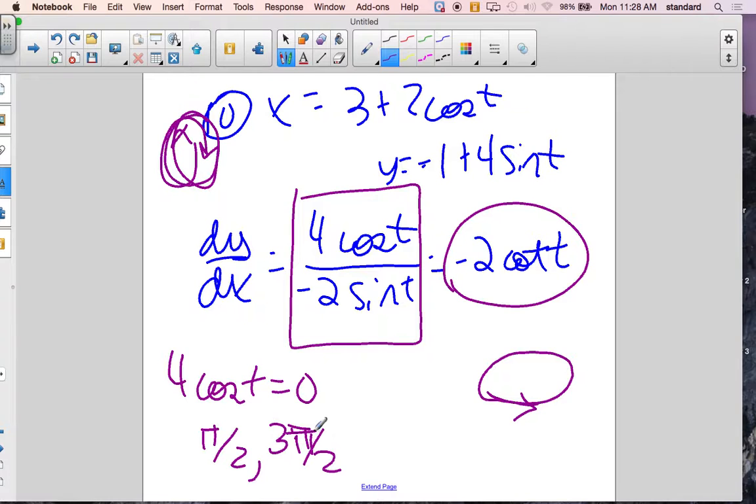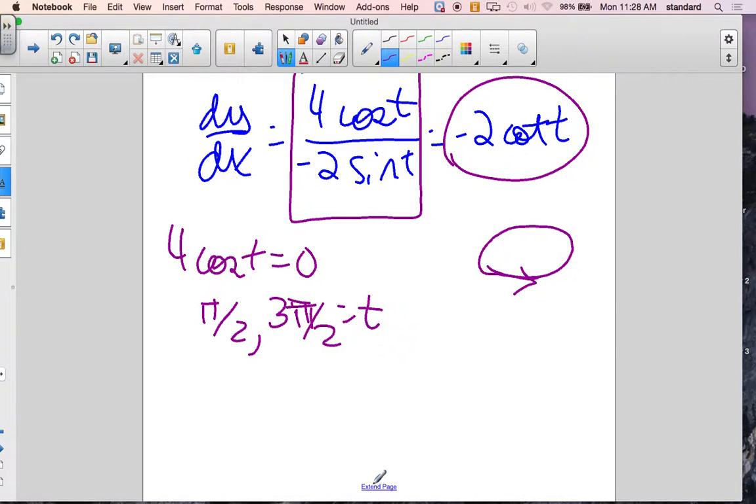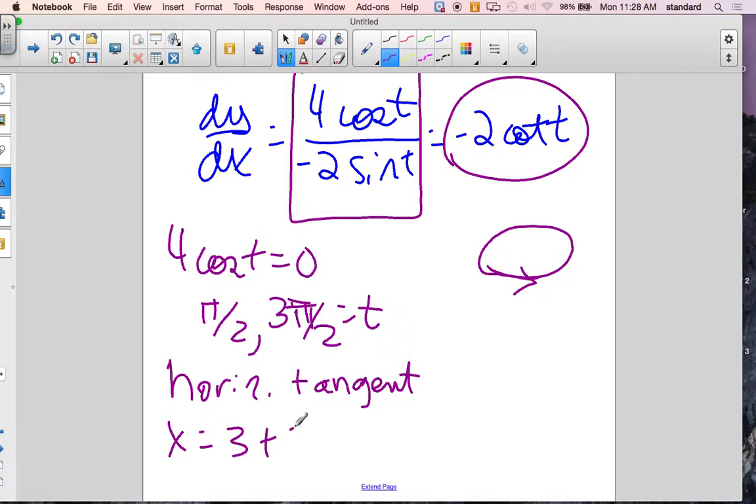Now, Grace, what you were asking is these are just t's right now. I don't have a point yet. Let's leave it for a second and let you think about it. All right, now we can actually find the point, and if it's a free response, we need to write what we're saying to find the horizontal tangent. At t equals pi over 2, x is equal to 3 plus 2 cosine of pi over 2. What is x at that moment that you have pi over 2?